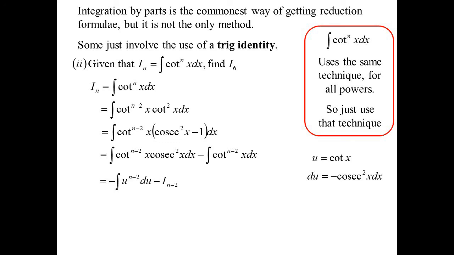And as I say, the other integral becomes I_{n-2}. Let's work out the first one, and there's my formula now. I've got minus 1 on n minus 1, cot to the power of n minus 1, and then I'll subtract I_{n-2}. So it's now asked us to find cot to the power of 6, or I6.